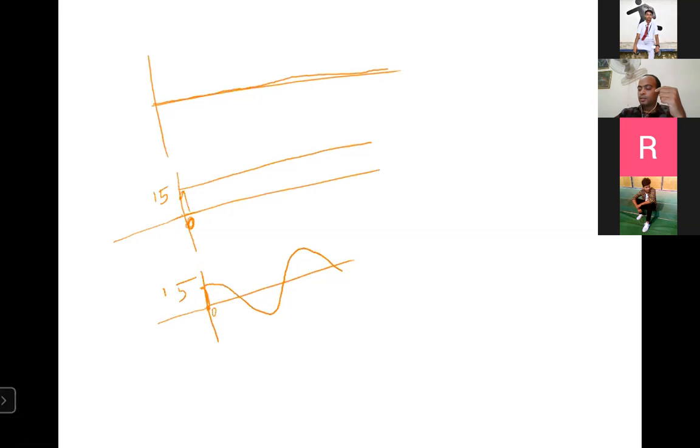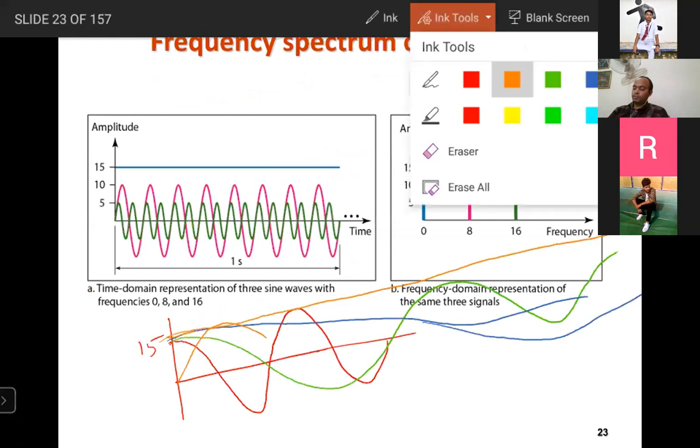With respect to 0 you are measuring. Right, sir, because the definition of amplitude is the highest point in the frequency graph. Right, correct, sir, correct, sir.